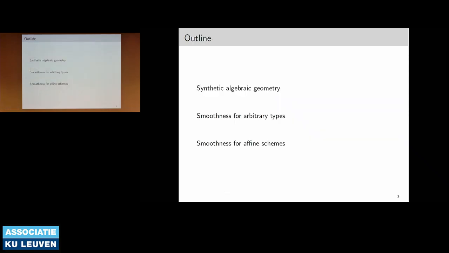And so, okay, the way I will proceed is that I will first give a quick introduction to synthetic algebraic geometry. Then I will give the abstract definition of smoothness for any types. So this definition is maybe a bit surprising and counterintuitive. But then I will explain how, in the case of an affine scheme, which are the simpler objects of algebraic geometry, this has some natural and expected consequences.